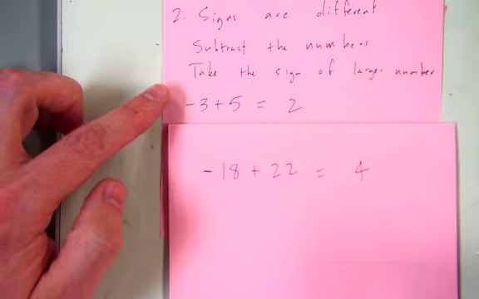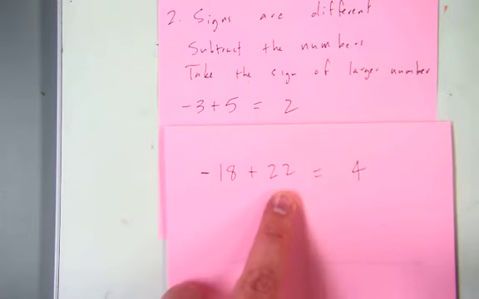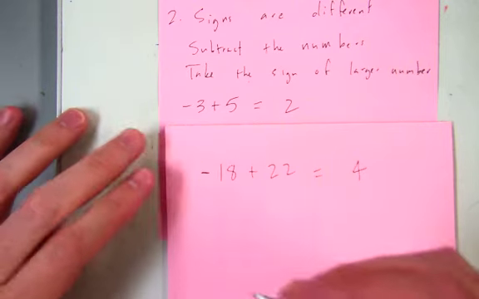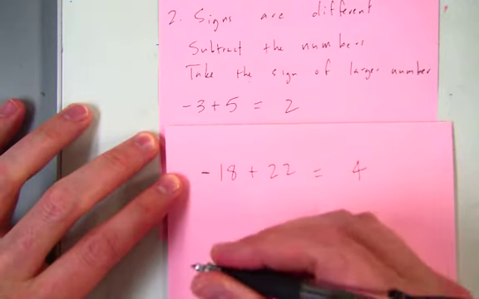And the rule here says to take the sign of the larger number. So 18 is larger, 18 is positive. It is going to be plus 4. So that's going to be my answer there. Okay.